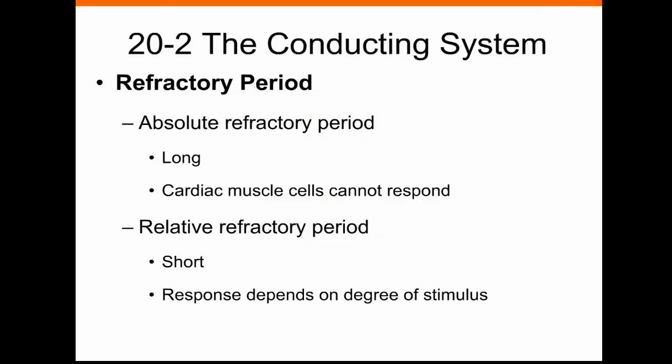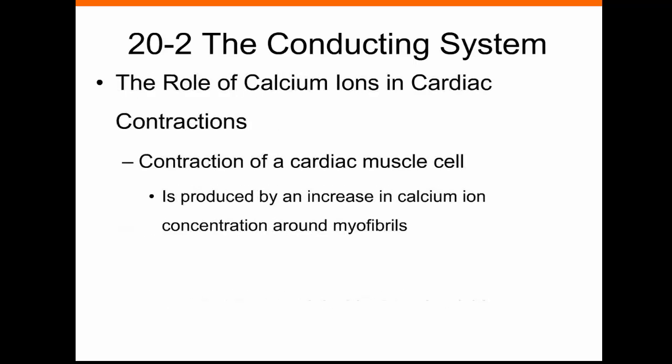So within the conducting system, there needs to be a period of rest, what is called the refractory period. So there's two, one is absolute and one is relative. The absolute one is longer and the cardiac muscles can't respond, and then there is a shorter one when they can respond depending upon the amount of stimuli. The amount of stimulation and the quickness of the response depends upon the presence of calcium ions. So the contraction of the cardiac muscle is produced by an increase in calcium ion concentration around the myofibrils. So you can see that calcium as an ion and an electrolyte is vital in the body, as is potassium.